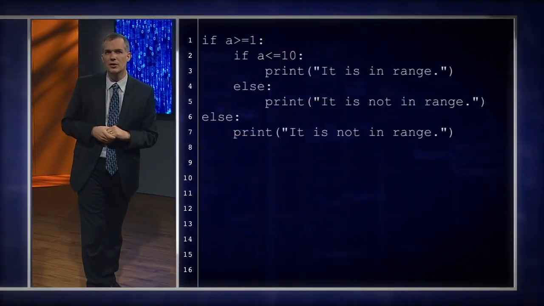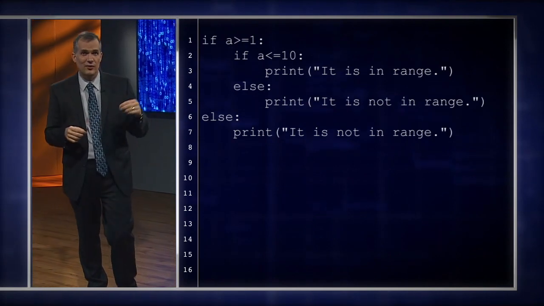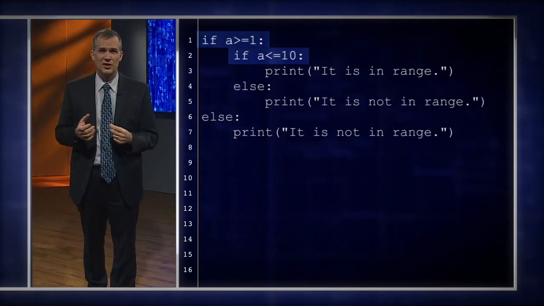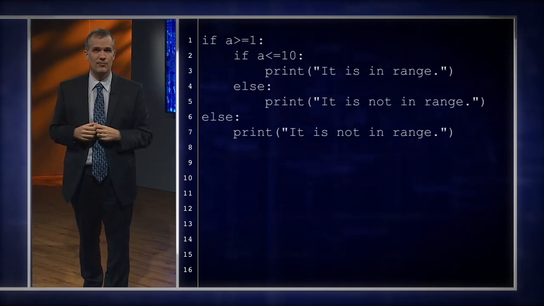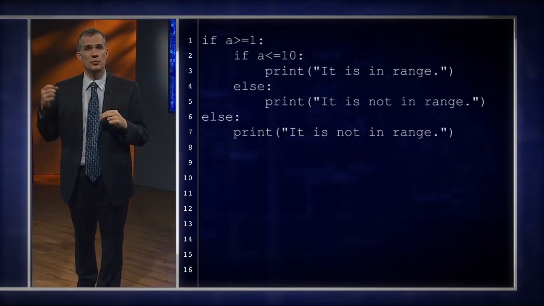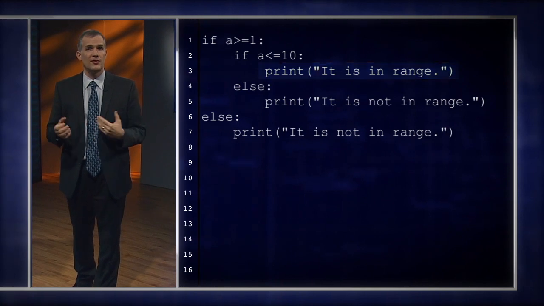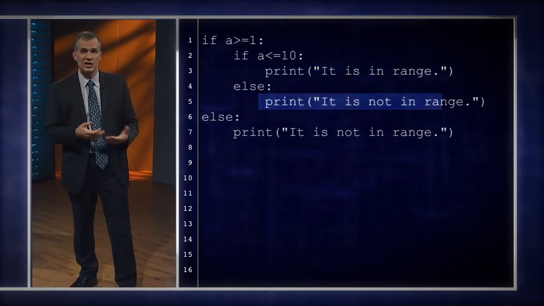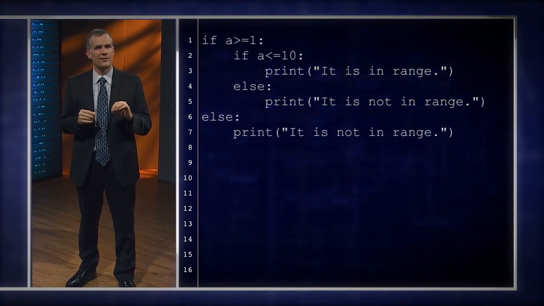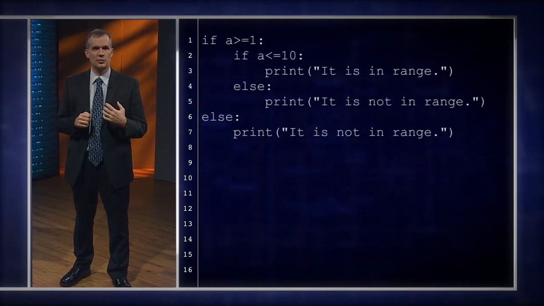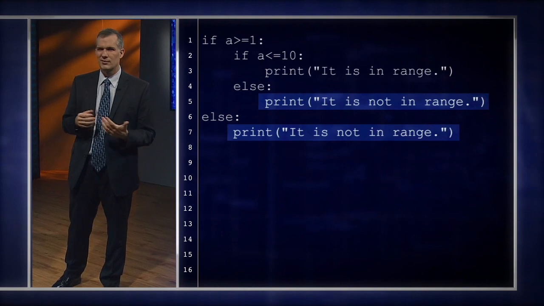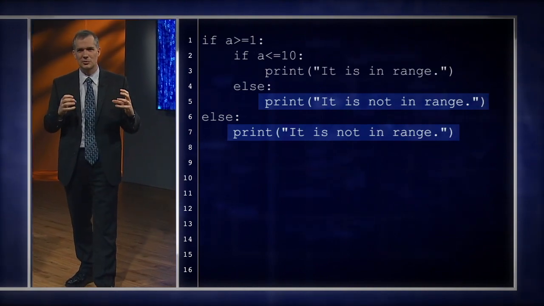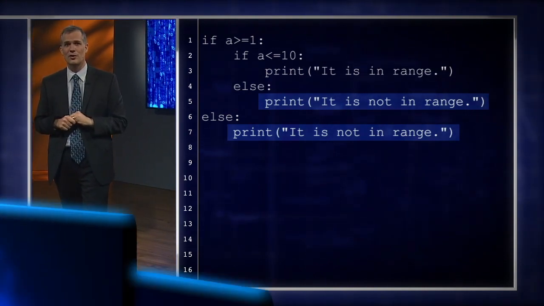Look at this code. You'll see it does a check for a being between 1 and 10, but it's rather messy. We have to nest two if statements together. If both are true, then we print out that it's in range. But if either one is false, we print out that it's not in range. Since we've nested the if statements, we need to print out not in range in both else clauses. This doesn't seem very good, especially since we have a pretty simple condition we're checking for.